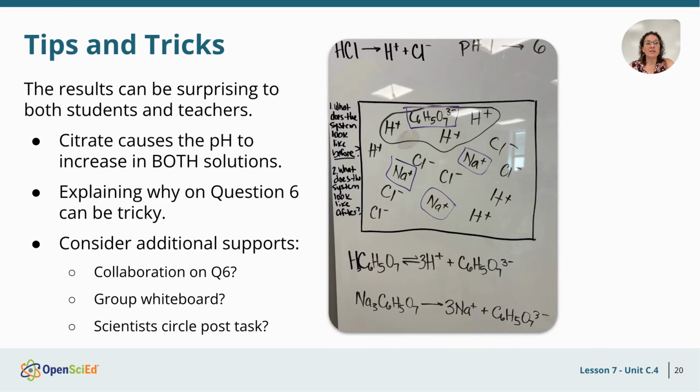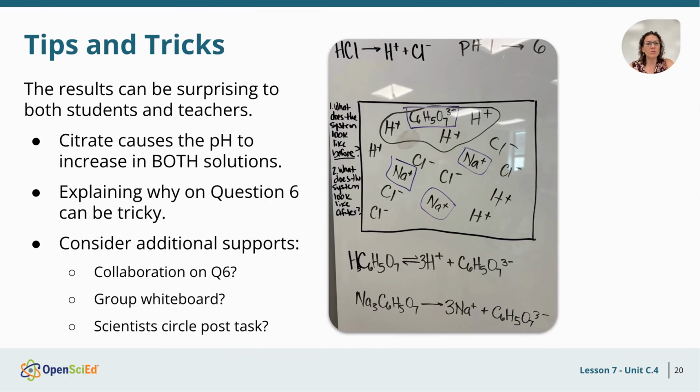There's some rich sense-making here that's important to lean into. We want the students to recognize that sodium citrate introduces new ions to the hydrochloric solution, and that both the hydrochloric dissociation reaction and the citric acid dissociation reaction are present. Because citric acid is a reversible reaction, the citrate takes up much of the excess hydrogen ions produced from the hydrochloric, causing an increase in the pH.